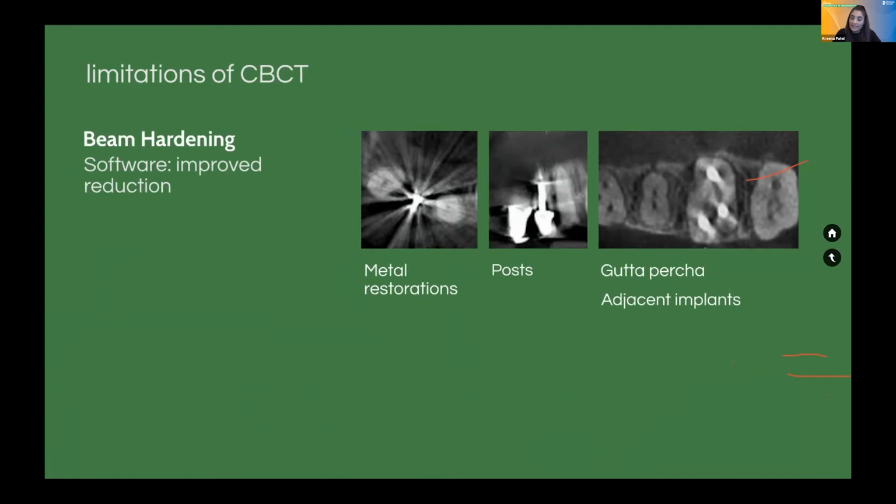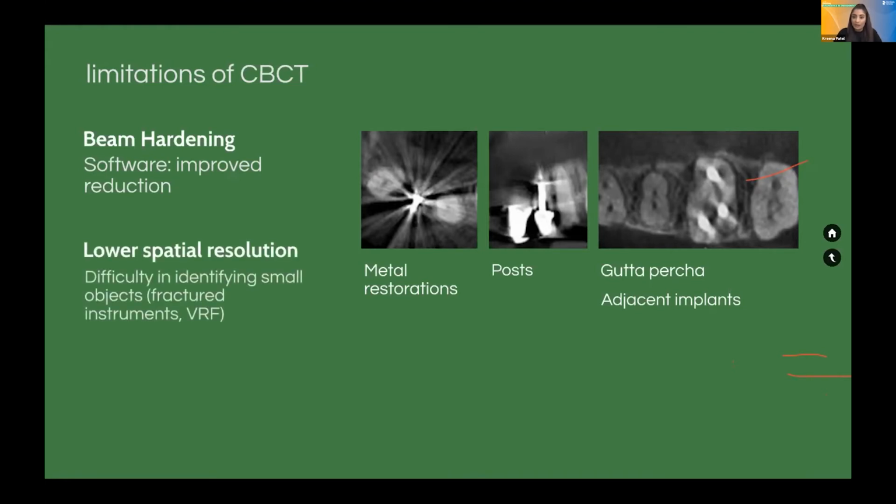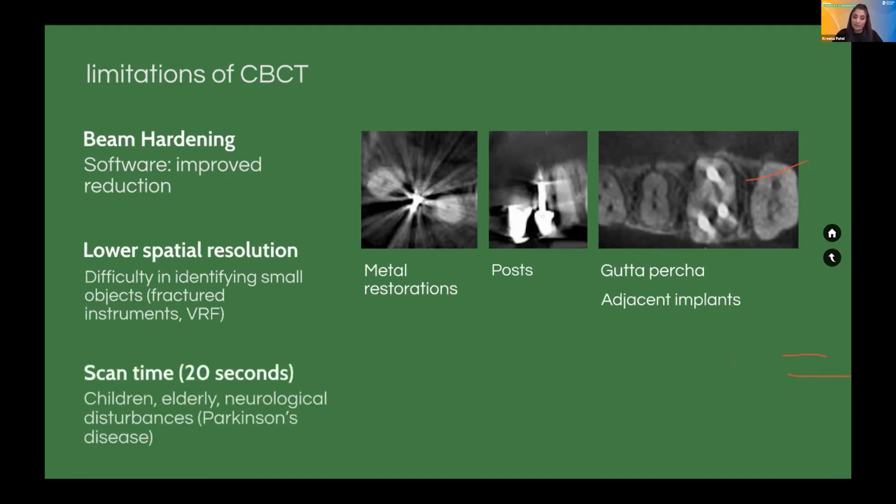The beam hardening effect has been reduced in a lot of the newer software. So I know the Dentsply Sirona software has something inbuilt, which I'm sure Graham can talk to you a little bit about later, that reduces the effect of beam hardening, but it is definitely a significant limitation on what we can see. Cone beam CT also has a lower spatial resolution than periapical radiographs, and therefore that's why we struggle to see very fine fractures and fine instruments that have fractured as well inside the root canal system.